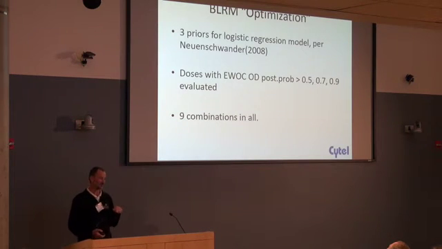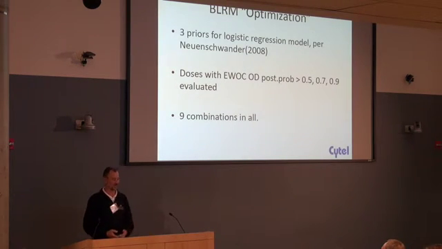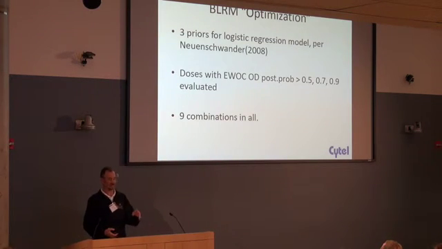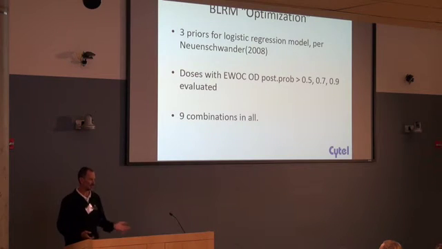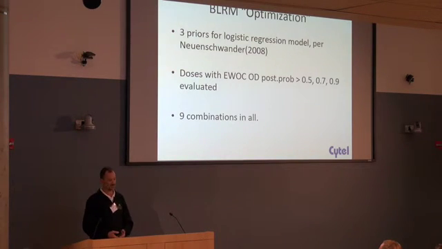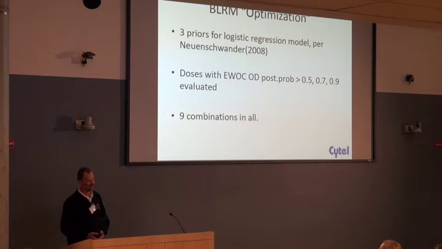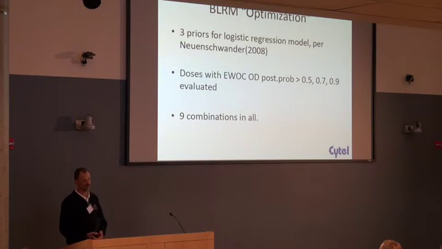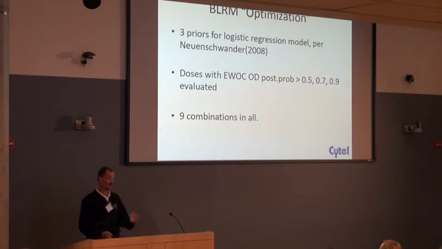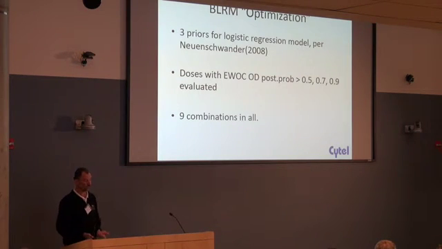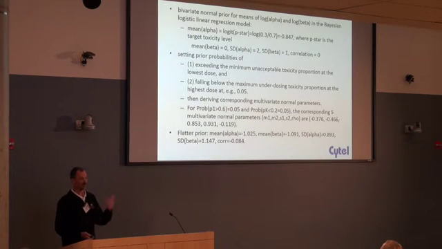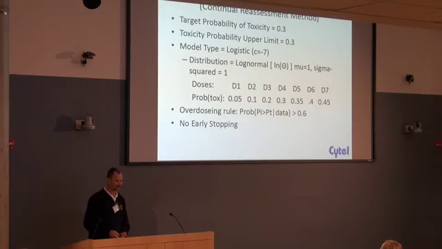To optimize BLRM, I read the Neuenschwander paper, and he recommended 3 priors. I'm not going to go over those. They're listed in the slides. You could look them up later. Just in the interest of time, I used each of those 3 priors. For the doses with overdose control probabilities, I looked at greater than 0.5, greater than 0.7, and greater than 0.9. So that was 9 combinations in all. These are the priors, which I'm going to skip because I want to spend time on the results.